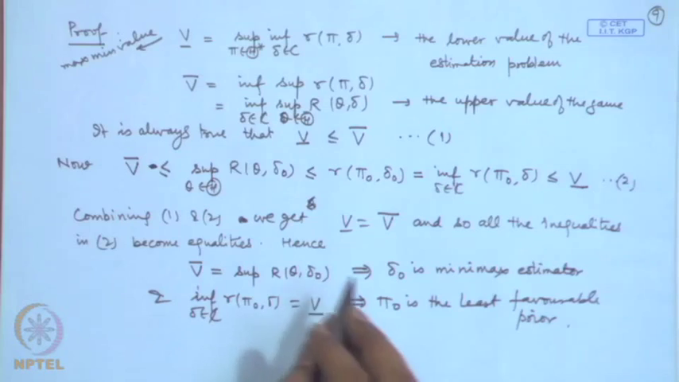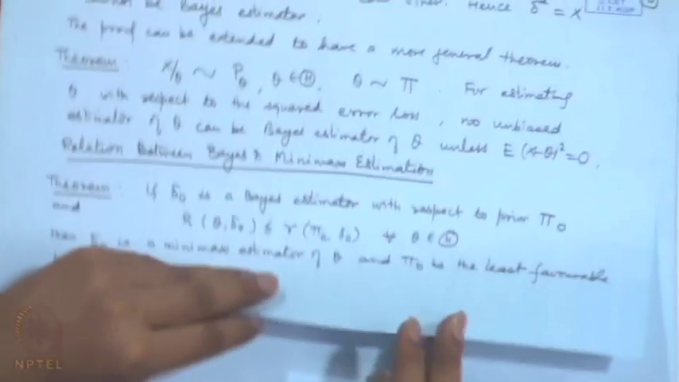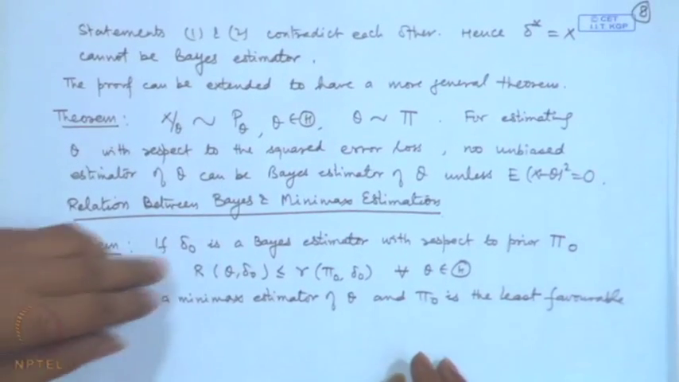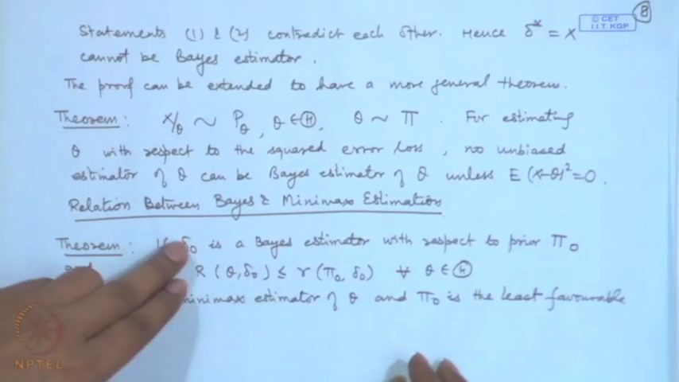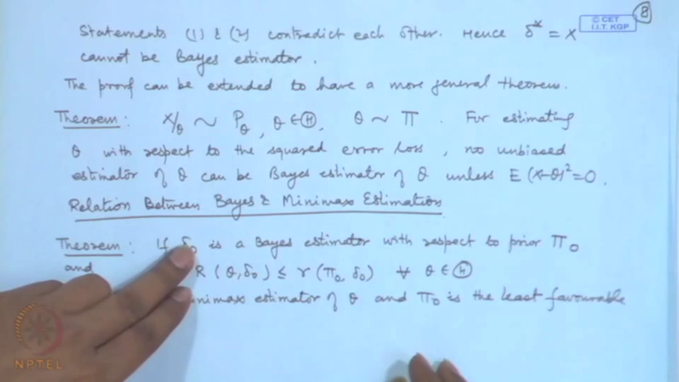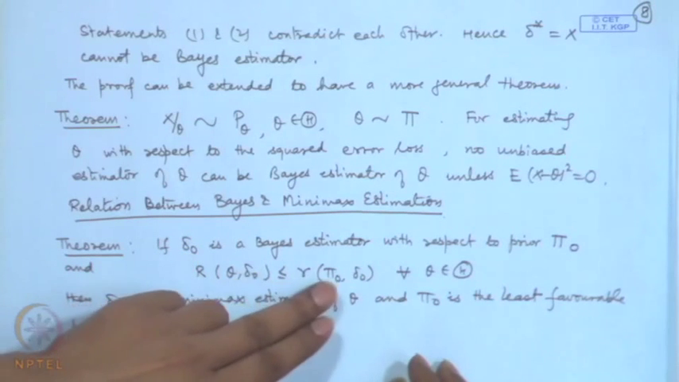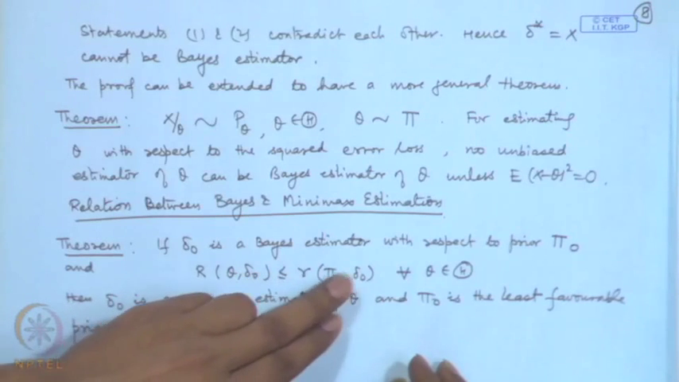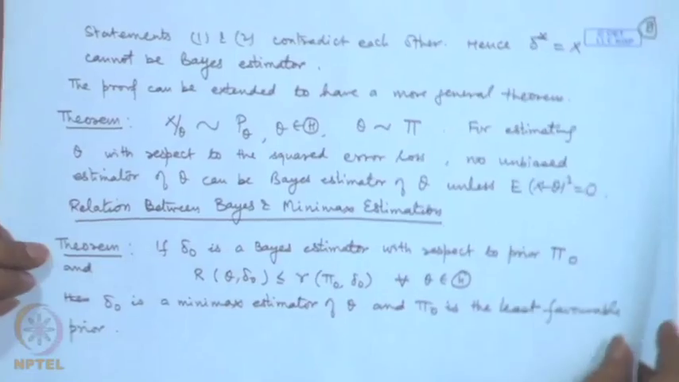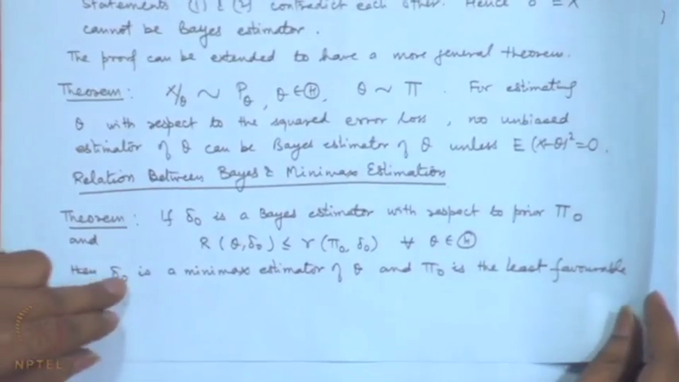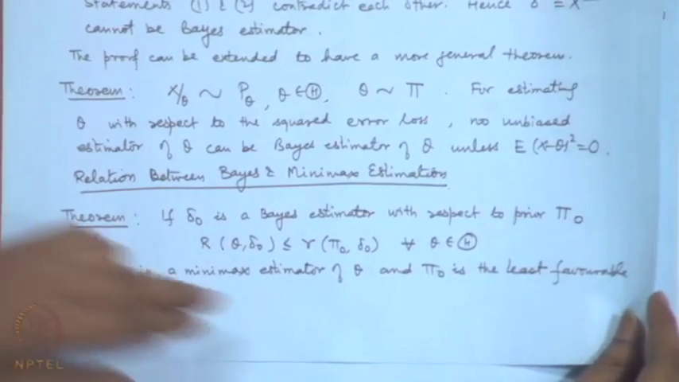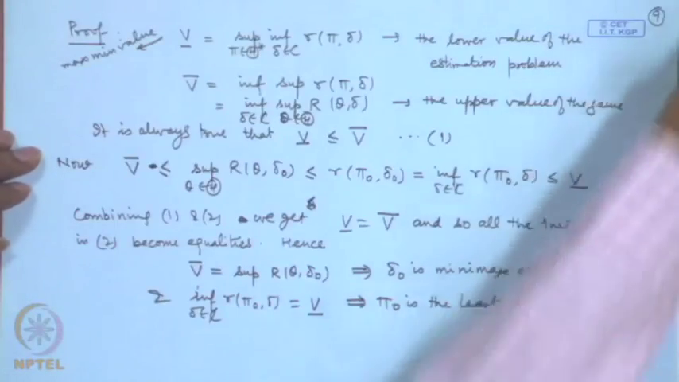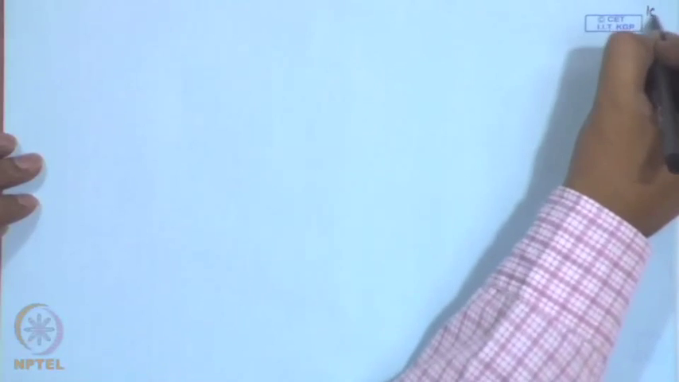Let me explain this theorem with respect to one example here. In order to apply the theorem, we need a prior and a base estimator with respect to that, and then we have the relationship between the risk of delta naught and the base risk. If we have that, then the estimator becomes minimax and the corresponding prior becomes the least favorable prior. So, let me explain it through one example here.